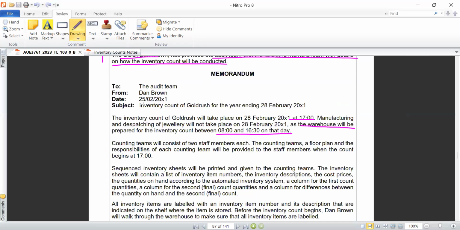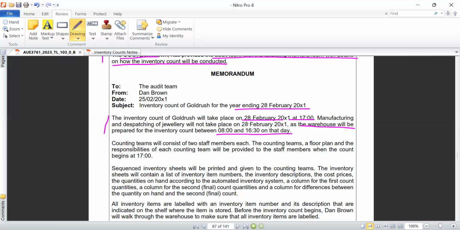So now, subject here, inventory count of Gold Rush for the year ending 28 February 2001. Now, the inventory count of Gold Rush will take place on the 28th of Feb 2001 at 5 p.m. Manufacturing and dispatching of jewelry will not take place on the 28th of Feb. Why? As the warehouse will be prepared for the inventory count between 8 o'clock and 4:30 on that day. Right. Wait a moment.